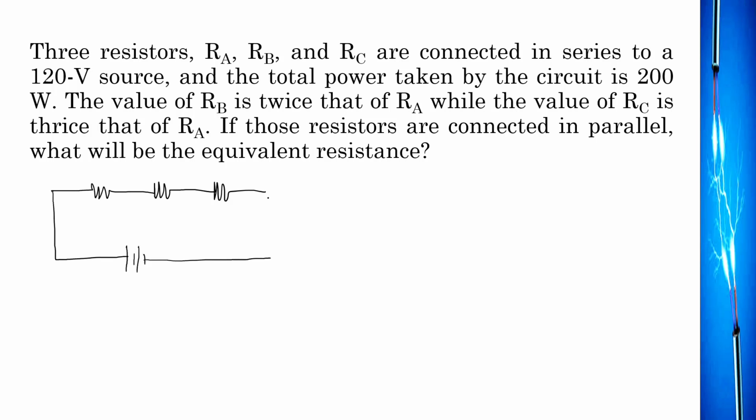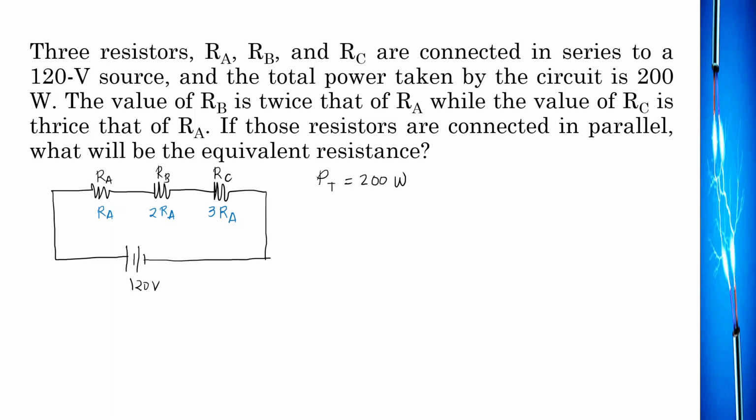Okay? With the voltage source of 120 volts, ito si RA, ito si RB, ito si RC. Ang sabi, si RB daw ay twice daw nung RA, tapos yung si RC, thrice daw nung RA. Okay? So, ngayon, kung ang total power daw ay 200, okay?